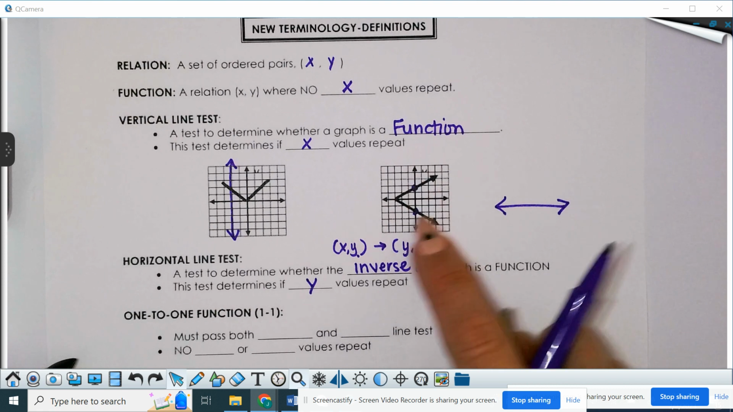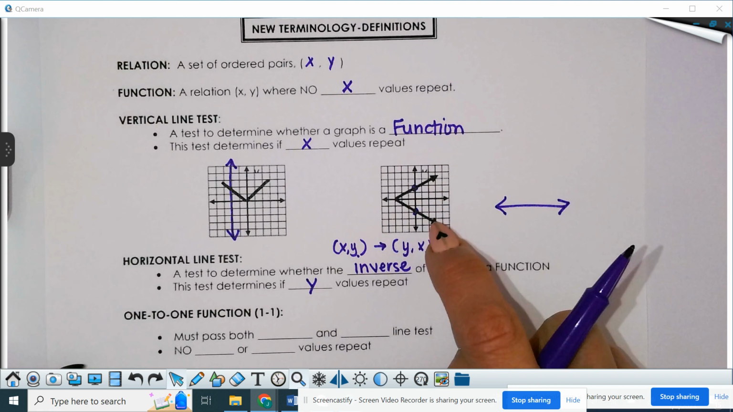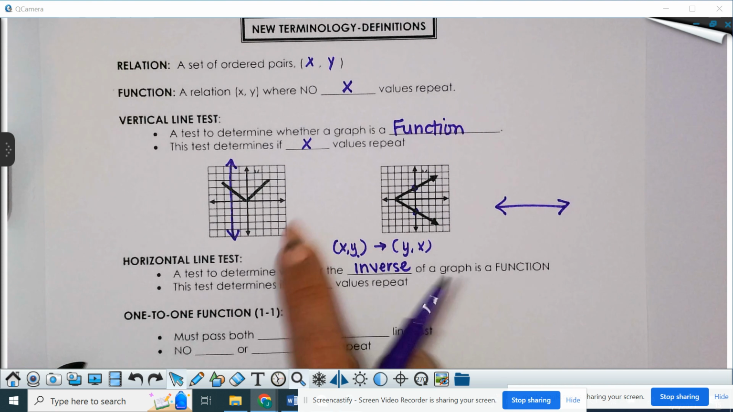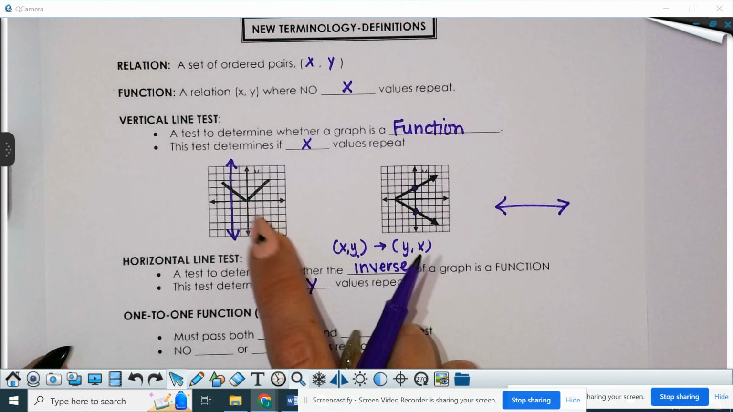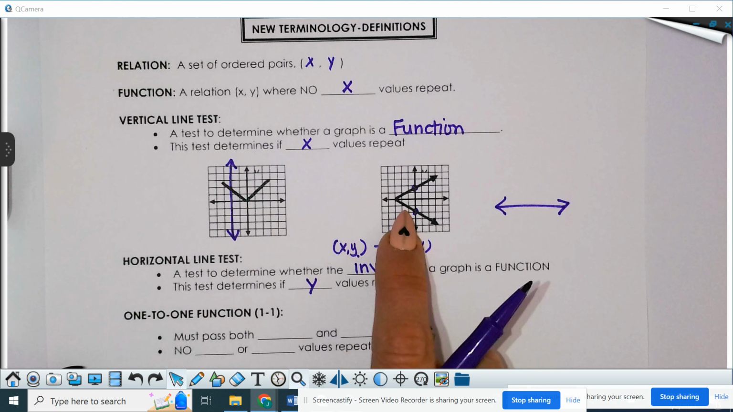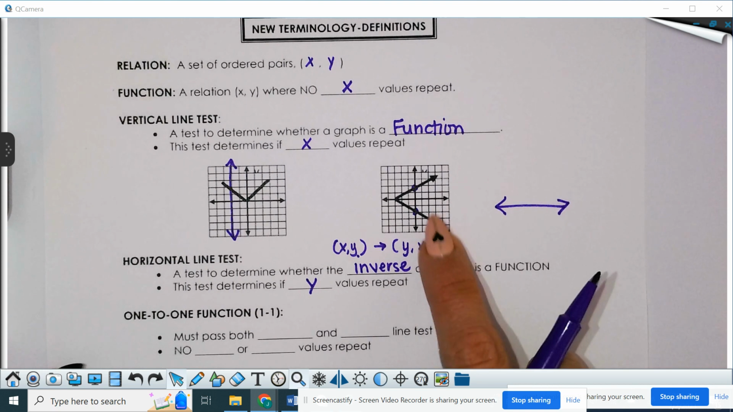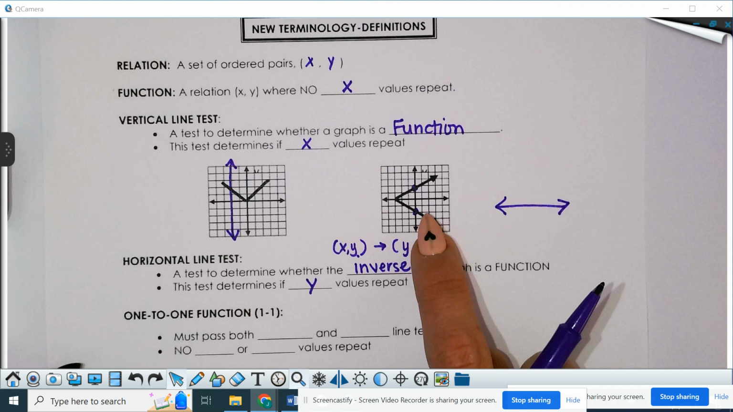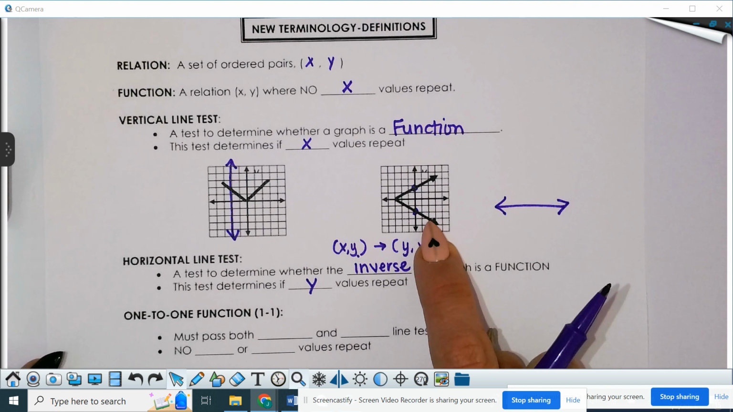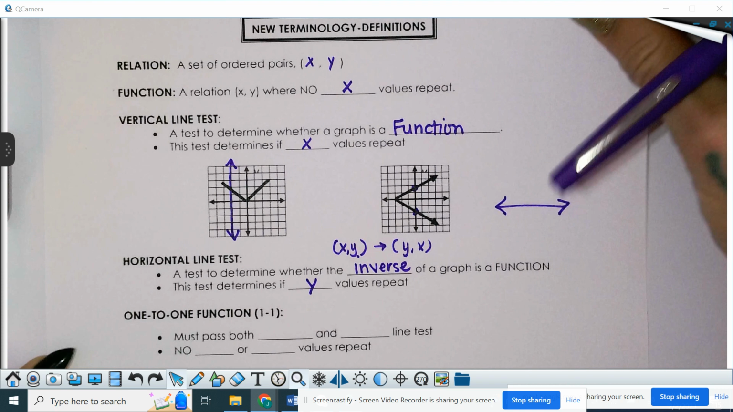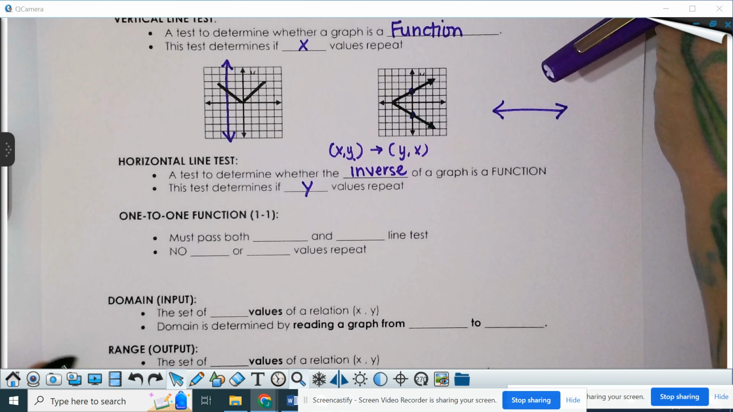Standalone, it is not. If we are calling this the inverse of a function, and I'm sorry, these two are not perfect inverses of each other, but pretending like if this was the flip of that, if the y values do not repeat, then it is an inverse function, not an inverse relation. So inverse, again, we'll get into in detail a little further along in the class, but just understanding horizontal line test and vertical line test.